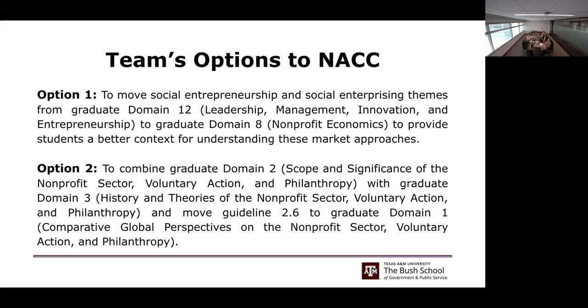Option 2, to combine graduate domain 2 with graduate domain 3, and to move guideline 2.6 to graduate domain 1. We find some overlap in graduate domain 2 and graduate domain 3, and we think the guidelines benefit from being tightened up and reducing some of these redundancies. And we also think guideline 2.6, which begins with the words comparative global trends, goes well with domain 1, which is about comparative global perspectives.